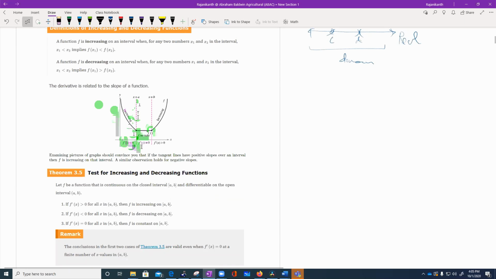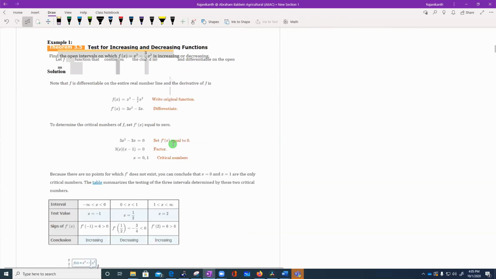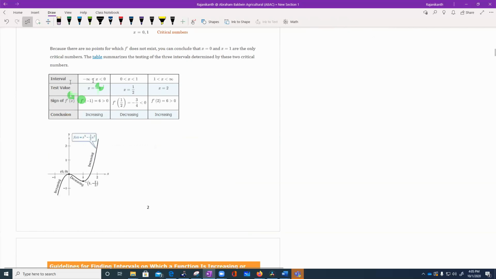If you find the first derivative in that interval is less than zero, negative, then the function is going to be decreasing. And if the first derivative is positive in that particular interval, then the function is increasing on that interval. Okay. So we make a table like this to find the increasing, decreasing intervals. We already discussed these things last time, I believe.